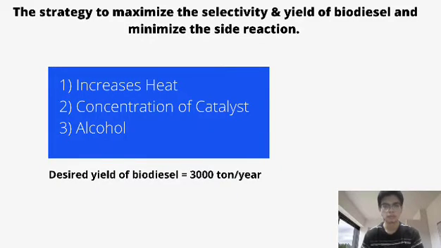Next is to maximize the selectivity and yield of the biodiesel. When it comes to speeding up reactions, adding heat is always a good idea. Temperature increases the rate at which biodiesel is created in biodiesel manufacturing. Besides adding heat, basic catalysts such as sodium or potassium hydroxide are also effective at speeding up the biodiesel production process. Next is by adding the alcohol for more optimal production.